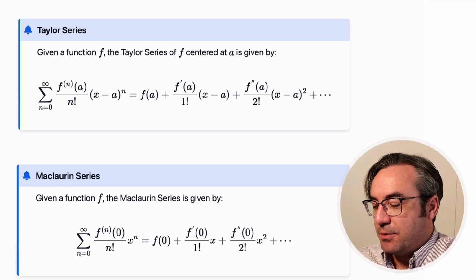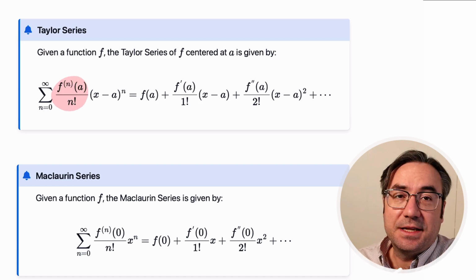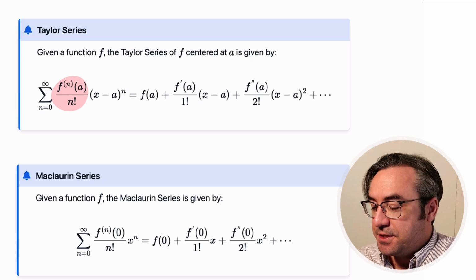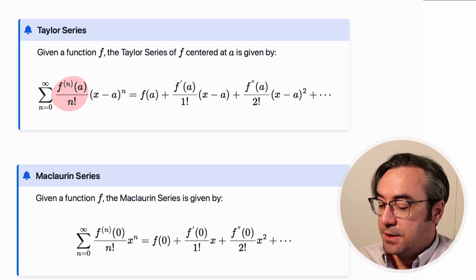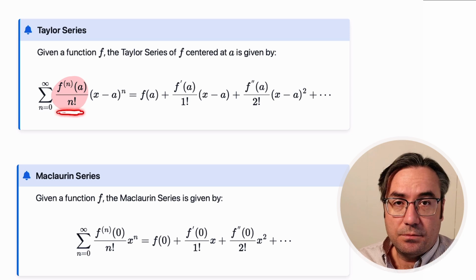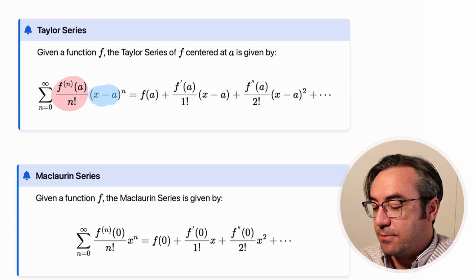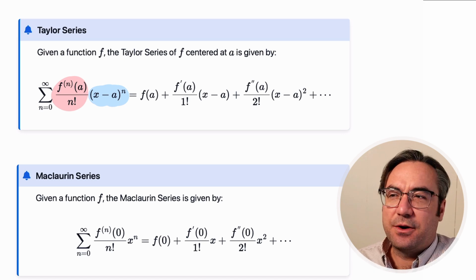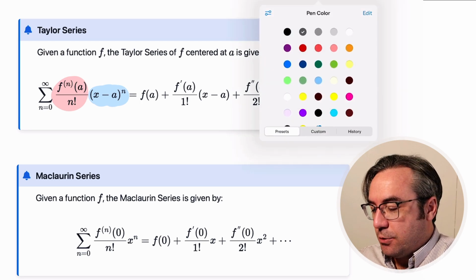First of all, let's just distinguish. This part is just a constant. So this is our coefficient. When we're talking about power series, this is just our coefficient of the nth term. So this is just a constant. Then the x minus a raised to the power n, that's the actual variable part of our power series.